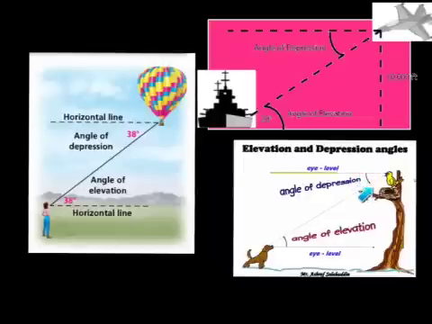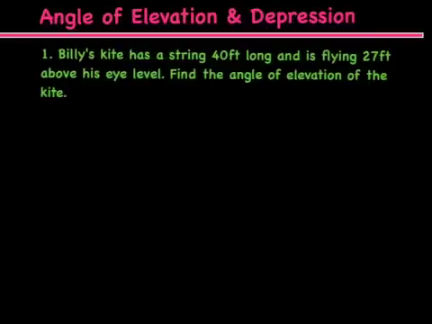Alright, let's practice some word problems. Make sure you write your title. And number 1, Billy's kite has a string 40 feet long and is flying 27 feet above his eye level. Find the angle of elevation of the kite. So go ahead and write that, pause the video, and draw a picture that represents this word problem. And then check it with my picture that I'm going to draw.